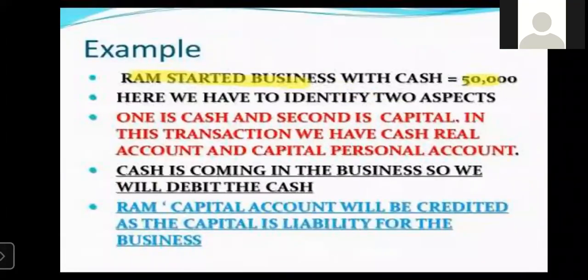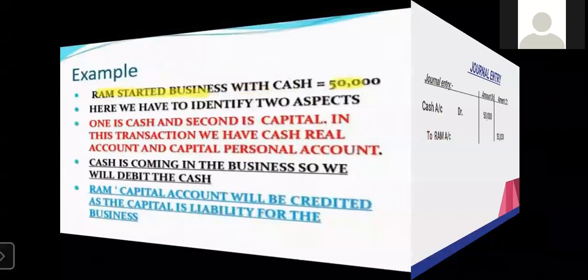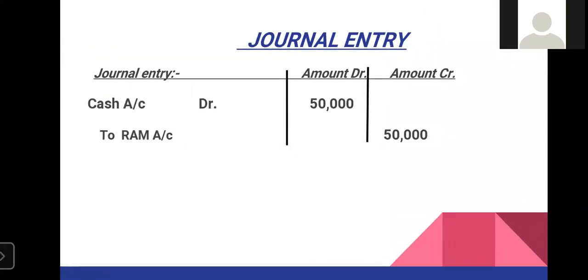Next is example. Ram started business with cash 50,000. Here we have to identify two aspects. One is cash and second is capital. In this transaction, we have cash, a real account, and capital, a personal account. Cash is coming in the business, so we will debit the cash. Ram capital account will be credited as the capital is a liability for the business. So the journal entry is cash account debit to Ram capital account, and amount debit is 50,000 and amount credit is 50,000. Total debits equal total credits.